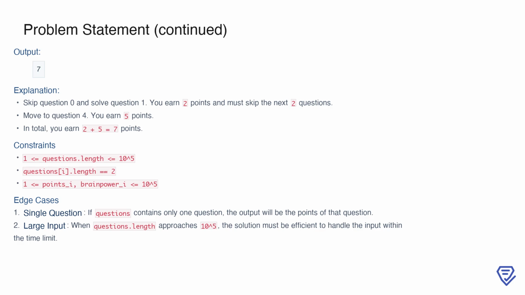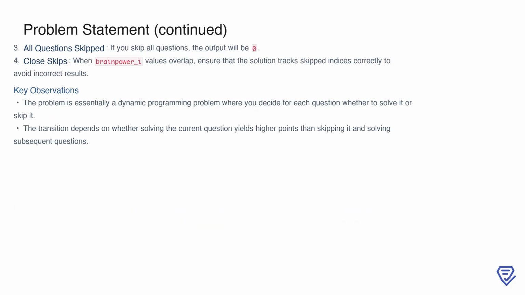Additionally, the problem comes with constraints such as ensuring the solution can handle up to 100,000 questions efficiently. There are also some edge cases to consider. For instance, if the input contains only one question, the answer is simply the points of that question. If the input size is very large, the solution needs to be efficient to handle it within the given time limits. In situations where all questions are skipped, the output will naturally be 0, since no points are earned. Another challenge arises when the brainpower_i values overlap, requiring careful tracking of which questions are skipped to ensure correctness.